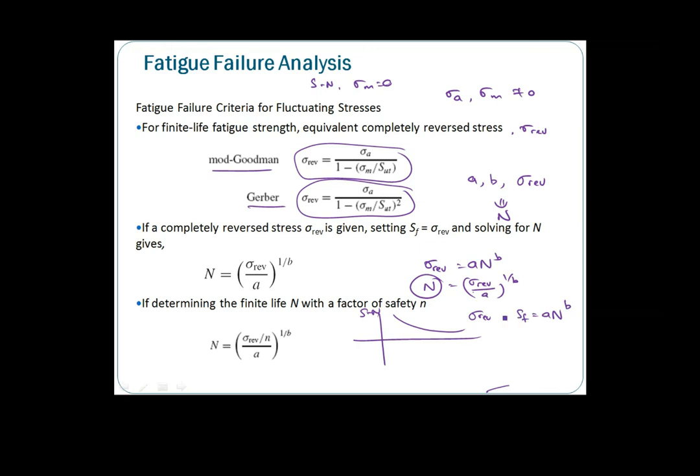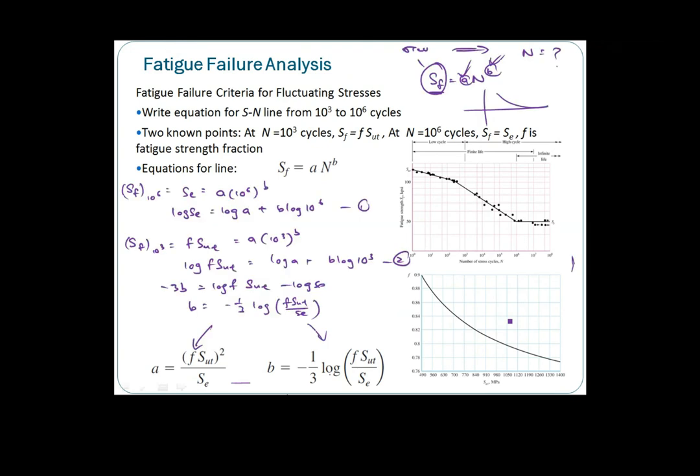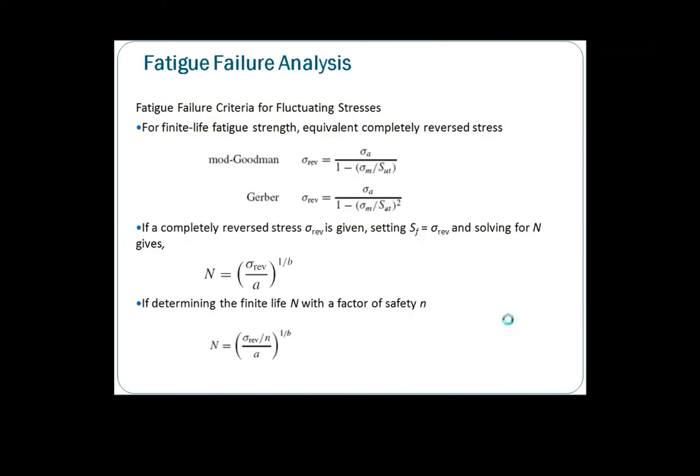So this SF, because we know that fatigue will happen, this completely reversed stress basically is our failure strength. I mean, it's similar to our fatigue strength itself, right? So then the completely reversed stress equals A N power of B. From there we can predict our life, with the A and B known from how we defined them here. All right, so that is where we need to predict the life.